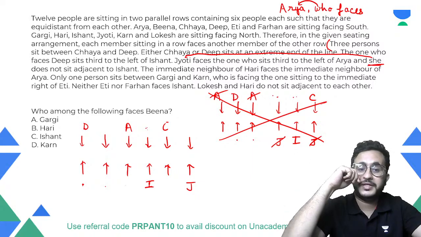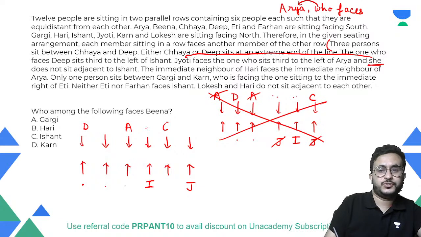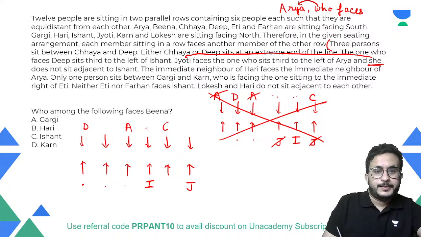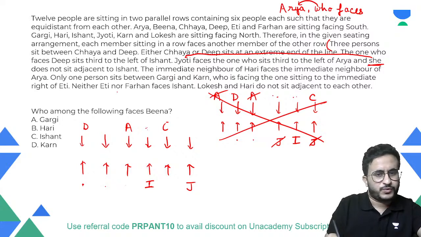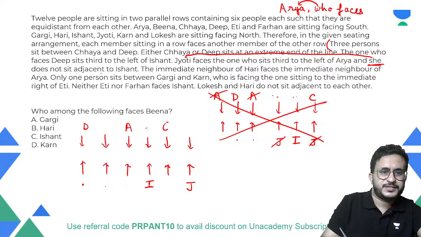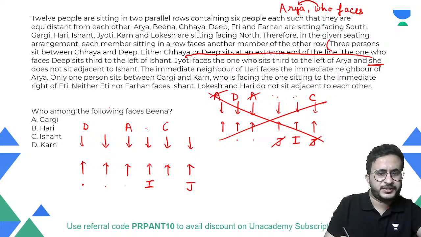Now we have placed Jyoti and this person also. The immediate neighbor of Hari faces the immediate neighbor of Arya. It is a bit confusing about Hari and Arya, so let us leave this. Only one person sits between Gargi and Karan, who is facing the one sitting to the immediate right of Iti. Again, a bit complicated.